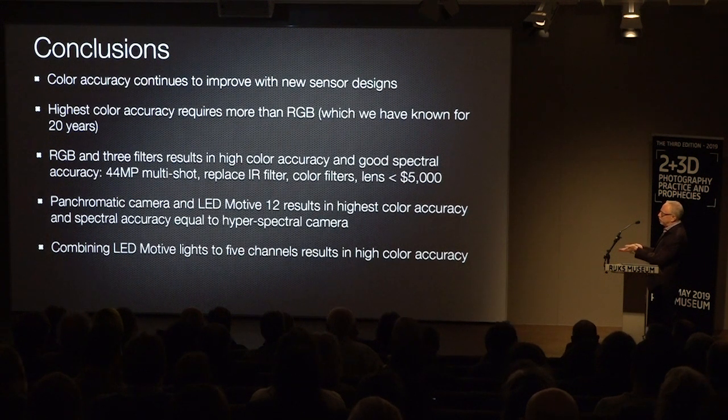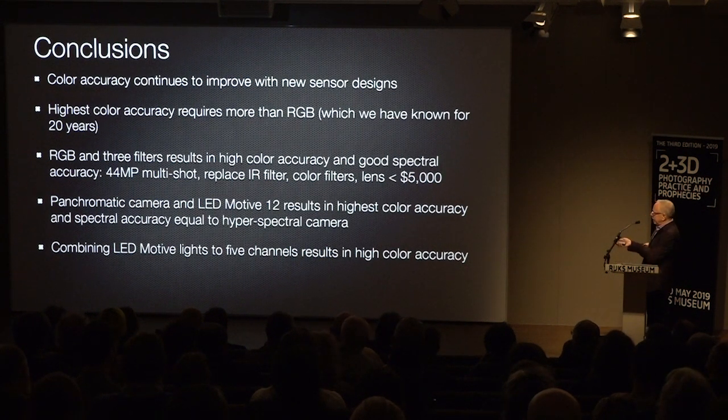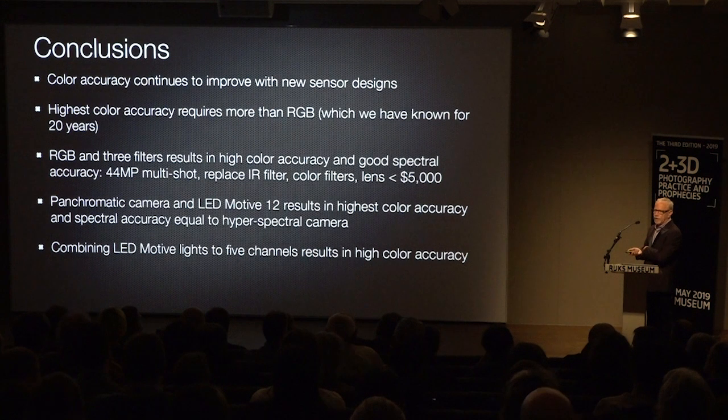RGB and 3 filters, less than $5,000. So the camera, and it's multi-shot, right? No spatial interpolation. Oh, demosaicing, sorry, lost the word. You don't have to do that. And so to replace the IR filter, to buy the color filters, to get a good lens is less than $5,000, right? That's pretty amazing for a 44 megapixel multi-shot that's giving you this kind of accuracy.